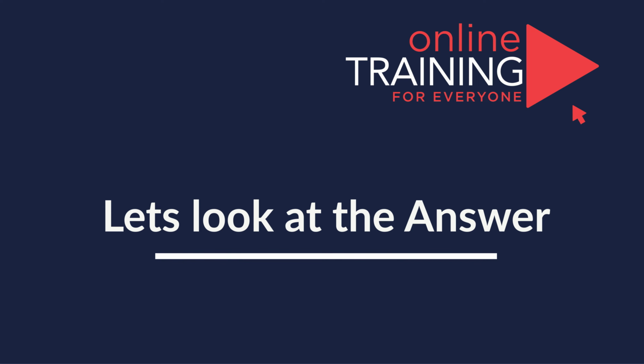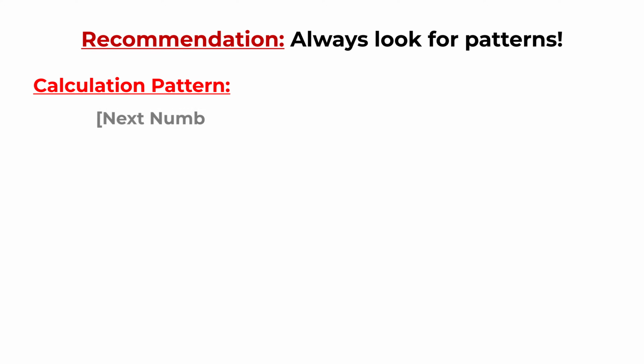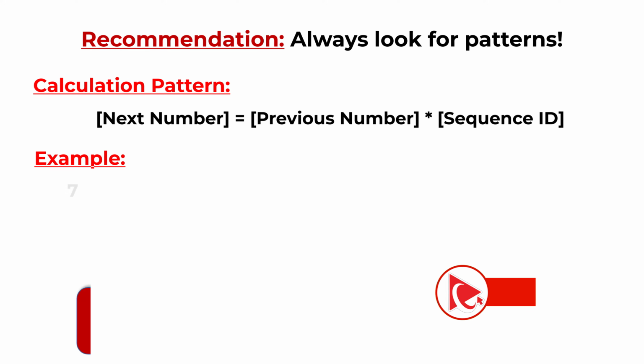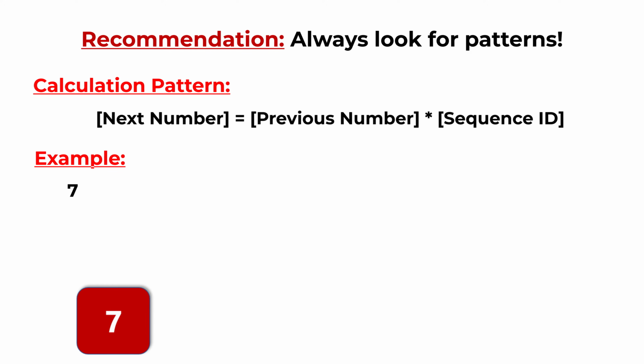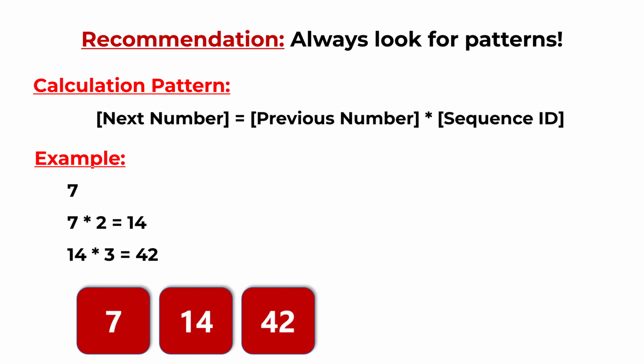As usual, my advice to you, always look for patterns. And in this case, the pattern is that the next number is calculated as multiplication of previous number and sequence ID. For example, first number in the sequence is 7, which is not calculated. But to calculate the next number, we need to multiply 7 and 2, and the result of this multiplication is 14. For the next number, we need to multiply 14 by 3, and the result of this calculation is 42.